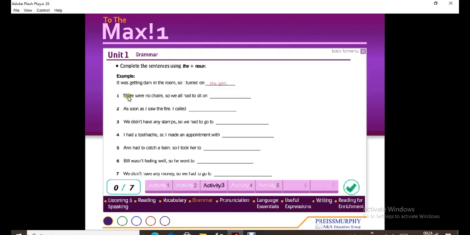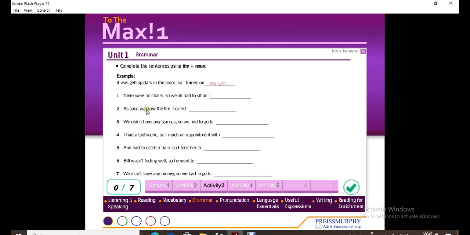Now, there were no chairs, so we all had to sit on, for example, the floor. "The" and floor. This is right. There were no chairs, so where did we sit? We sat on the floor. This is right. Now, go to number 2.